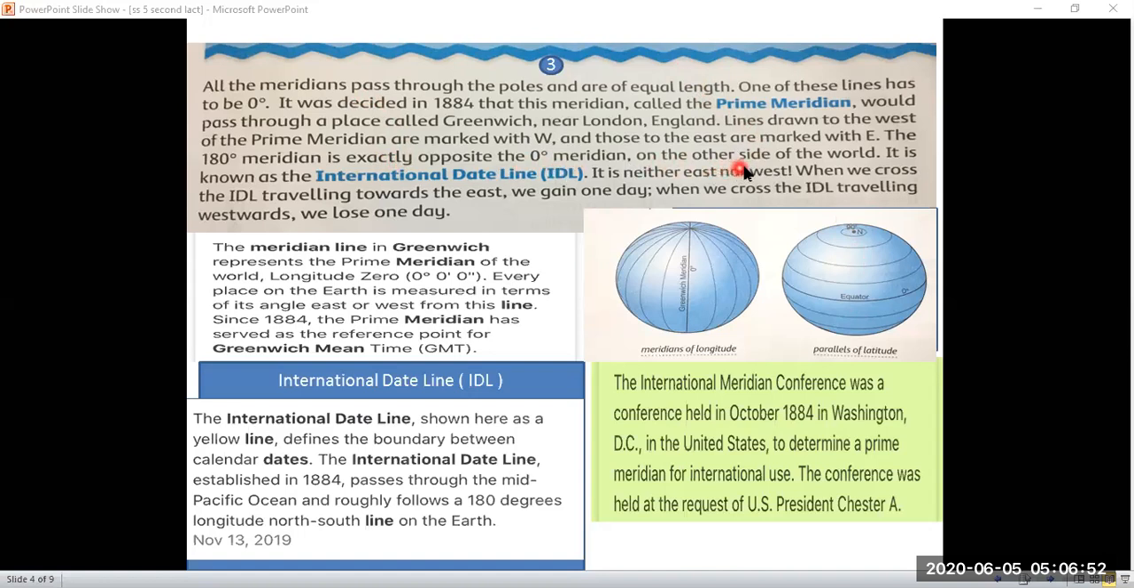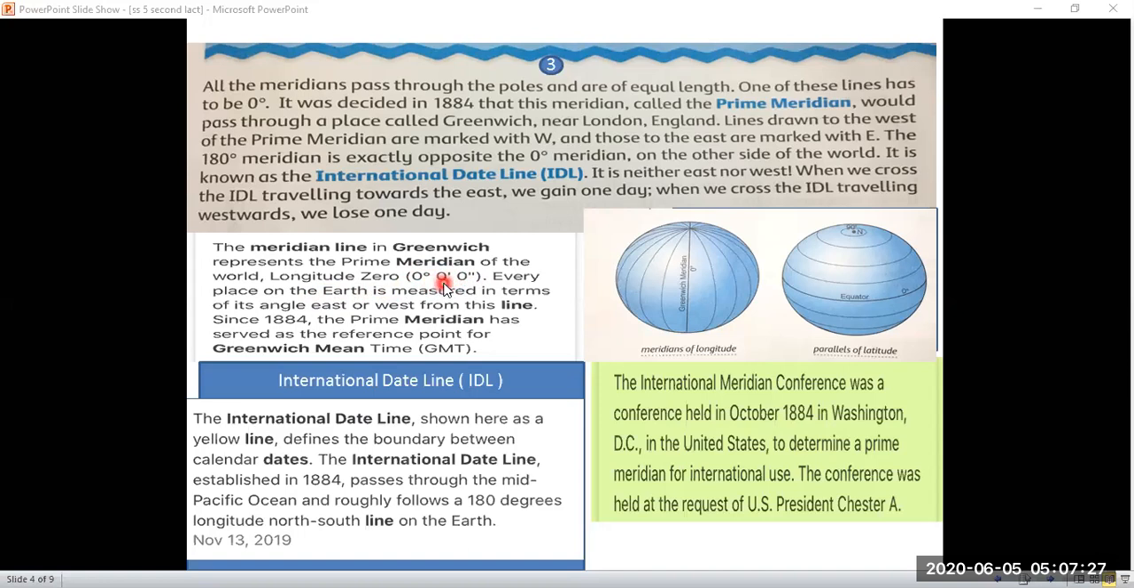So on the other side of the world, it is known as the international dateline. Now we are talking about the international dateline. Before that, we will also learn that the meridian line in Greenwich represents the prime meridian. This 0-degree line is called the prime meridian, with a longitude of 0 degrees, 0 minutes, and 0 seconds.